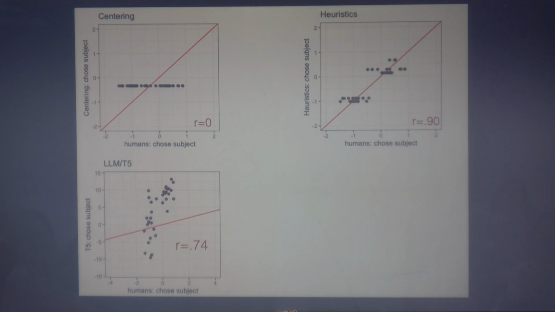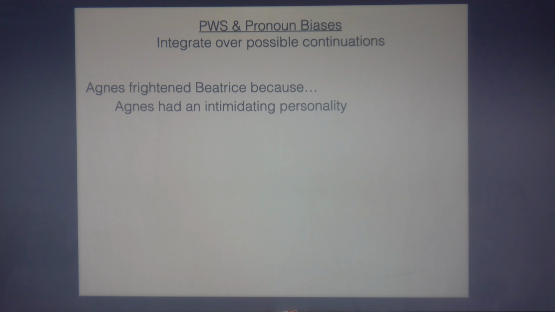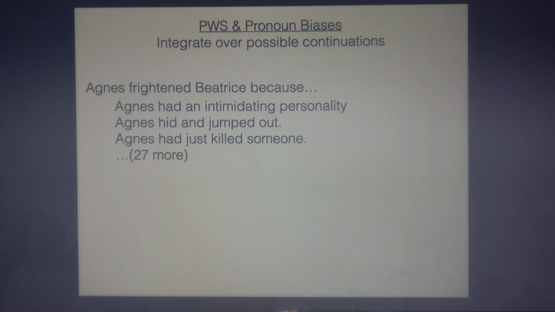For pro-world semantics, we now actually have a problem, right? Because we have to decide the probability of the statement, the city council denied the protesters a permit because they. We have an incomplete statement. So what we have to do is integrate over all possible continuations of that sentence. And this is how we did that. Take a sentence like Agnes frightened Beatrice because, and we just asked people on Turk again to produce continuations involving Agnes, like she had an intimidating personality, had jumped out, had just killed someone.